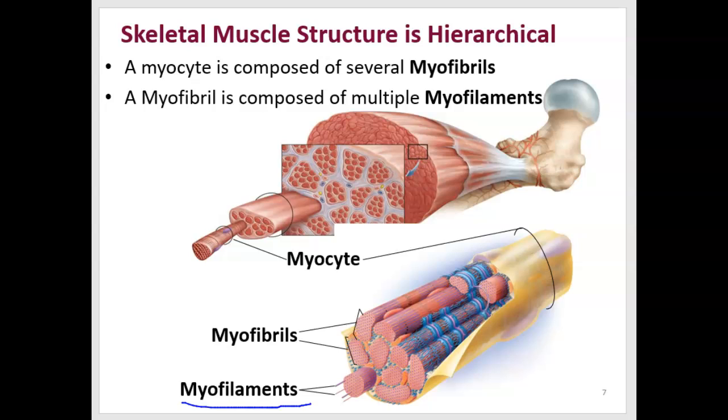So, from the smallest structure to the largest, the hierarchical organization of a whole muscle is as follows. Groups of myofilaments form a myofibril. Many myofibrils form a myocyte. A group of myocytes forms a muscle fascicle, and a group of muscle fascicles forms a whole muscle.